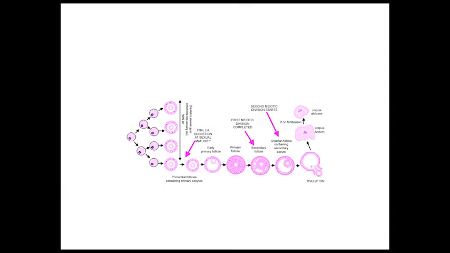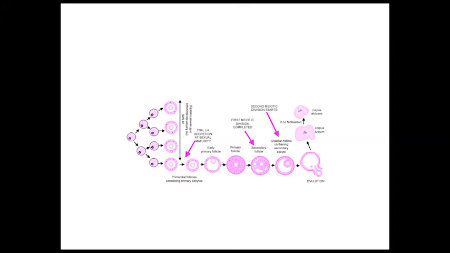At puberty, the first meiotic division, as we have already said, is arrested at birth in the prophase, and then it continues at puberty. The secondary follicle is produced, the first meiotic division is completed, and then the second meiotic division starts automatically, and then it forms the Graafian follicle. But the second meiotic division does not complete. It is arrested, and it only completes when fertilization takes place.